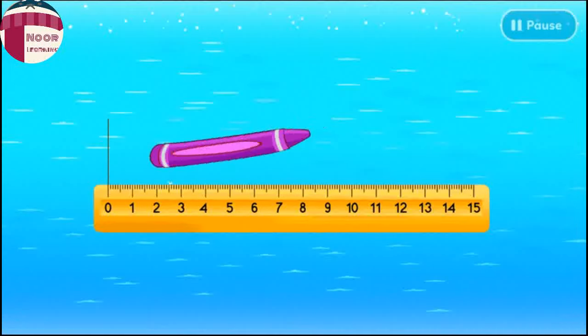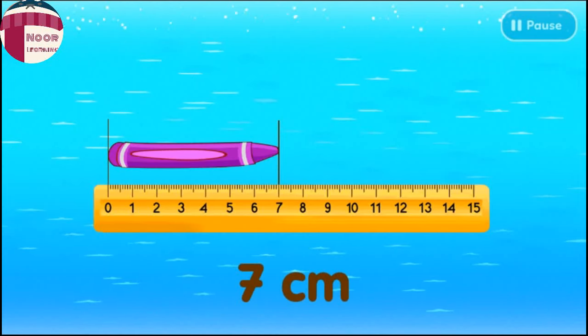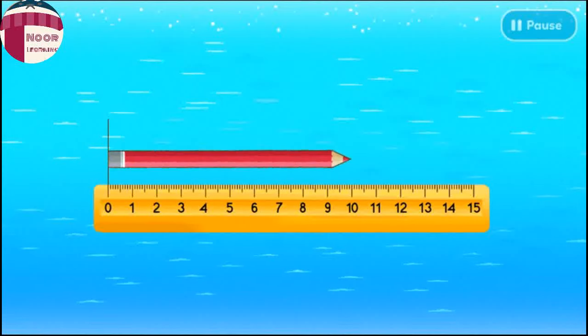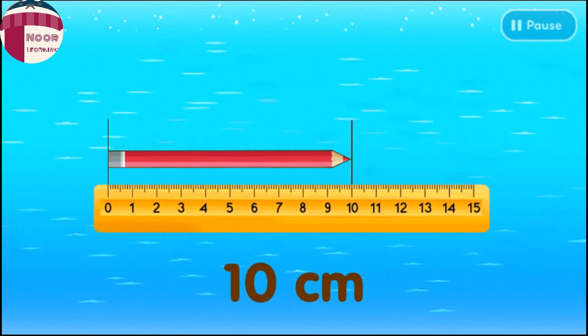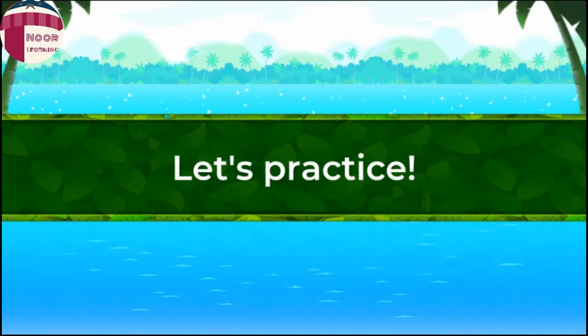Let's use another example. How long is the crayon? Well, the crayon is 7 centimeters long. What about the pencil? The pencil is 10 centimeters long. Get ready! Let's practice now!